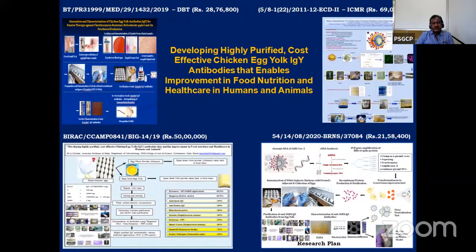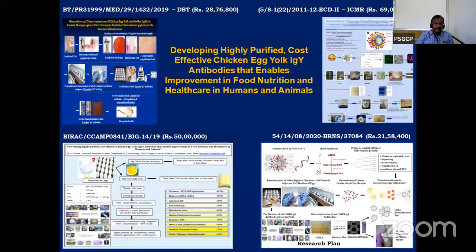This can be treated with antibiotics, but about 20% of Helicobacter pylori are resistant to clarithromycin, which is supposed to be the drug of choice. Hence, alternatively, we need to have some products. We have proposed these antibodies, and we got funding for this.